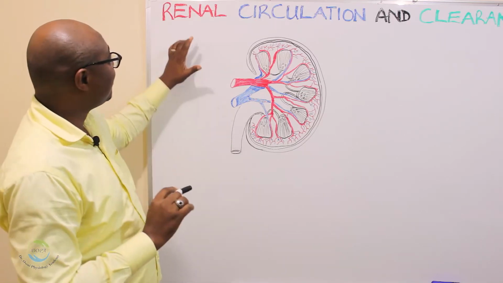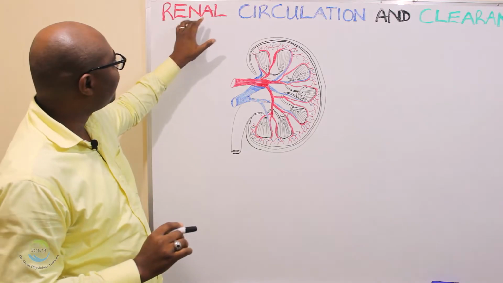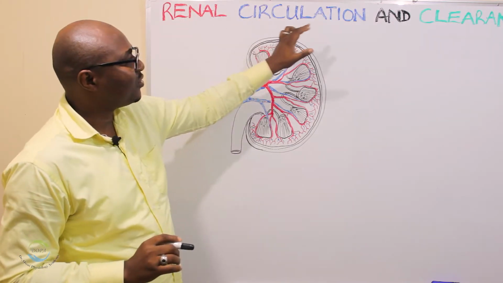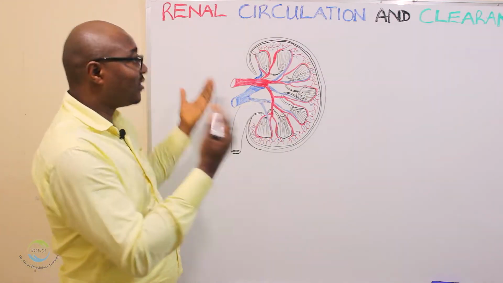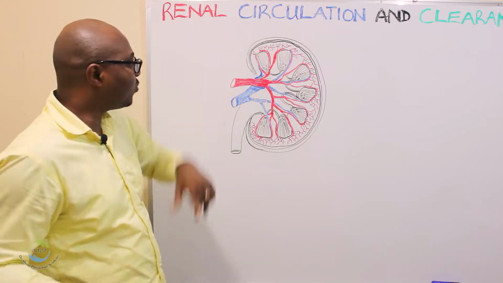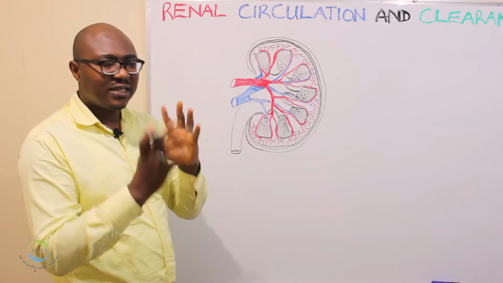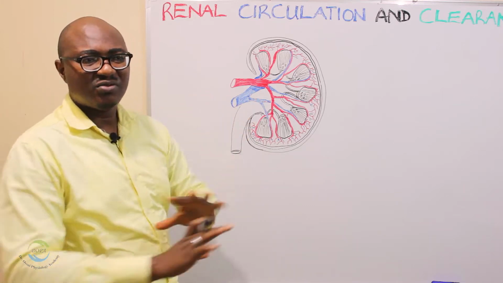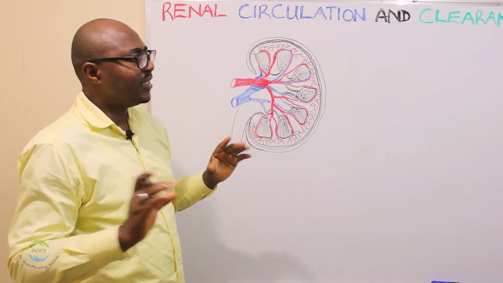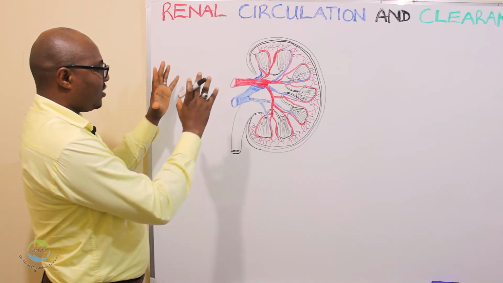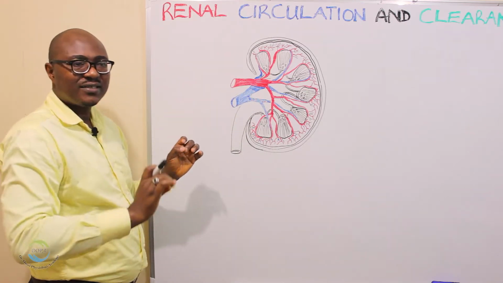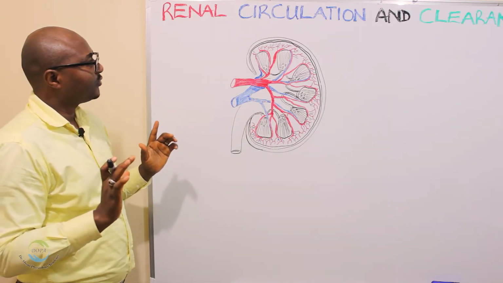So today we're going to be starting a new topic, renal circulation and clearance. You can also call it renal blood flow. Okay, so we've talked about the structure of the kidney and how it relates to the general functions of the kidney. Now, I want to narrow down to the process of urine formation, okay?